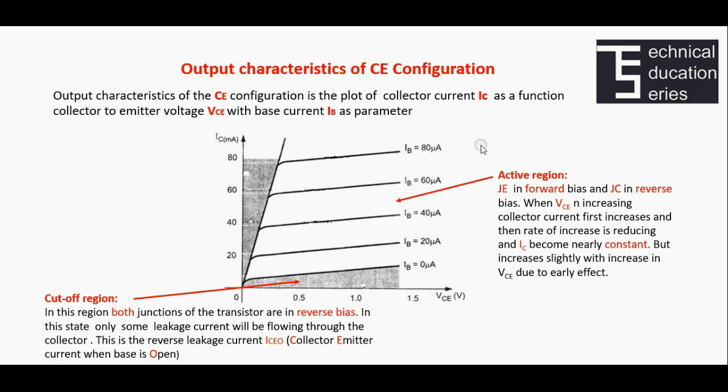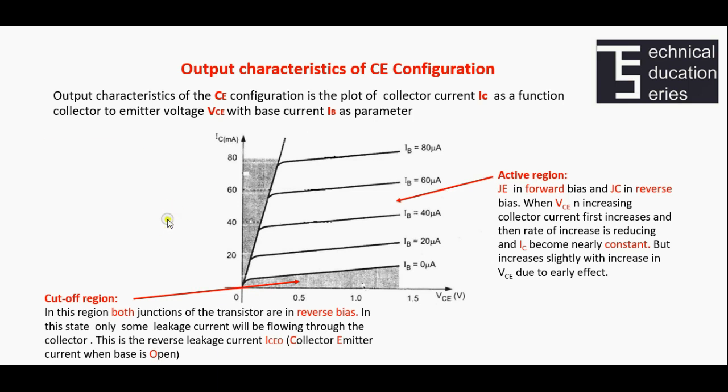In this region, the emitter junction will be in forward bias state and the collector junction will be in reverse bias state. This is the most commonly used operating region of the CE configuration. In this region, when VCE is increasing, collector current first increases and then the rate of increase reduces and IC becomes nearly constant. But further increase in VCE slightly increases the collector current due to the early effect.